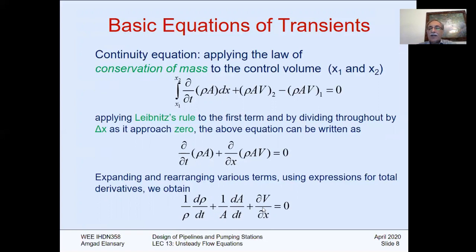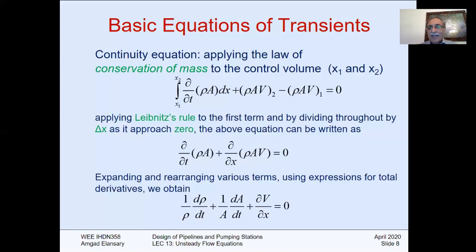The problem we have in this equation is two problems. Problem number one is that the derivative of the density with respect to time is impossible to evaluate, especially in a transient analysis. And also dA by dt. Can you imagine? You want to know the change of the cross-section area with respect to time. If I ask you to get me that, it is impossible to find out.